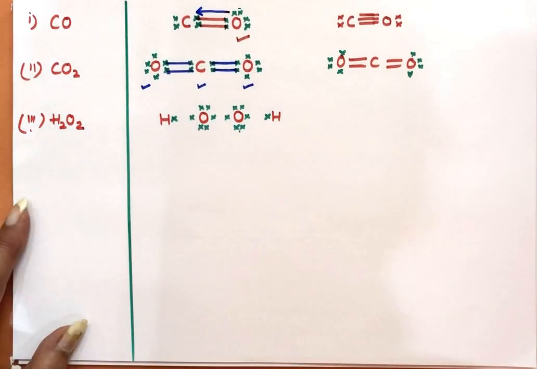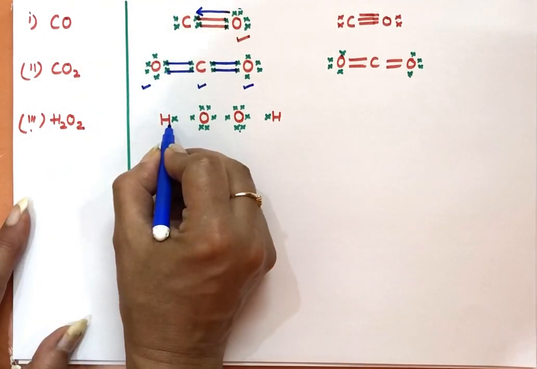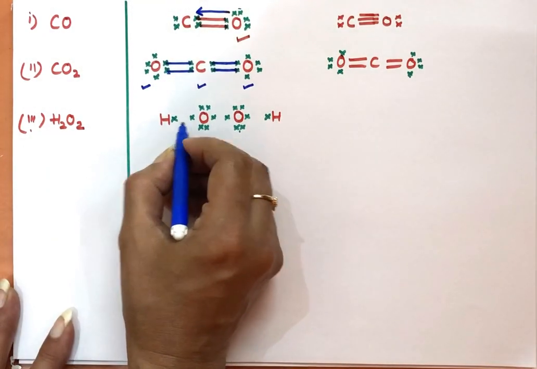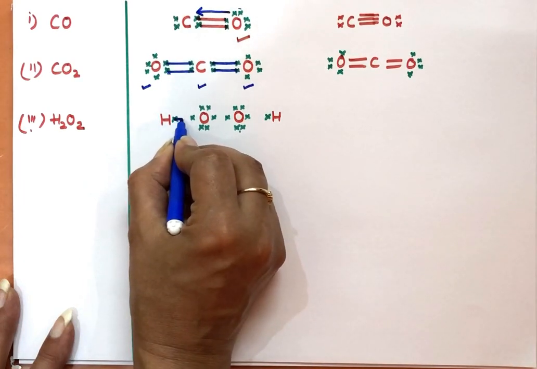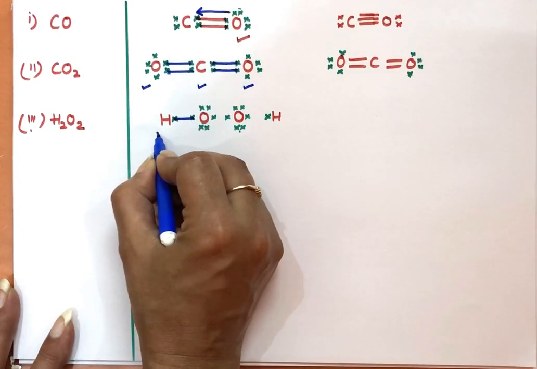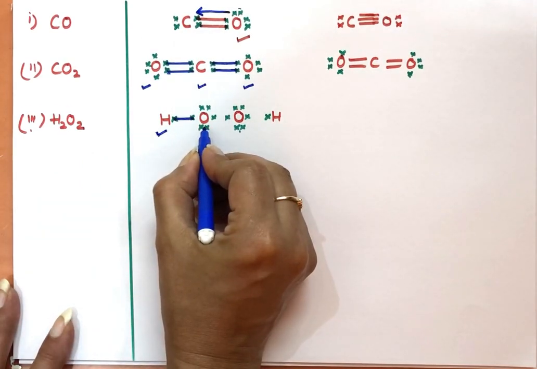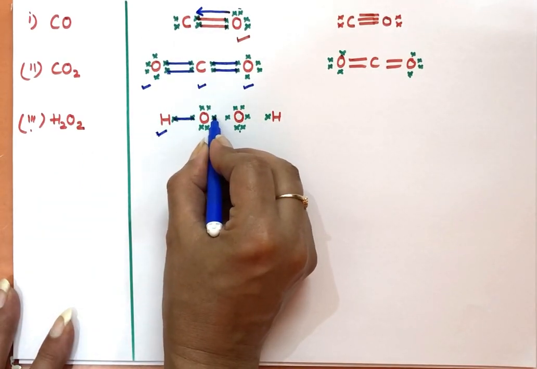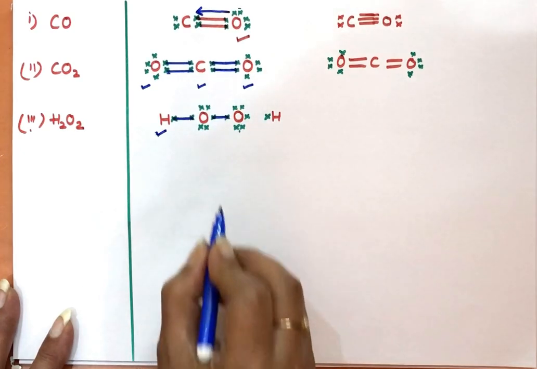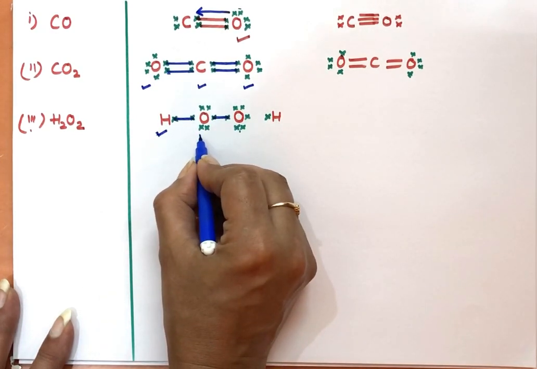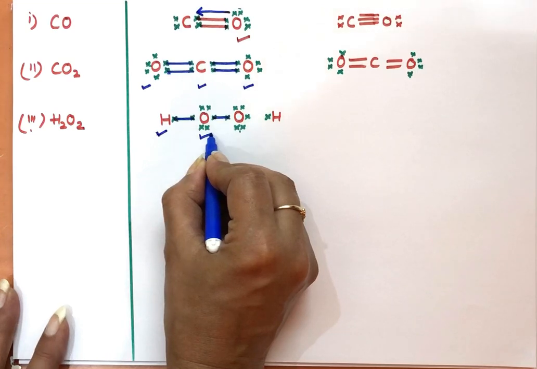Now start completing the structure from one side. Hydrogen needs 1 more electron to attain stability. So it will share this 1 electron with this oxygen. In this way this hydrogen is stable. Oxygen requires 1 more electron to have stability. So it can share with the next oxygen atom its 1 electron. In this way this O will also have 8 electrons.